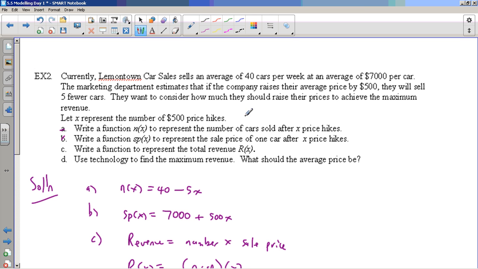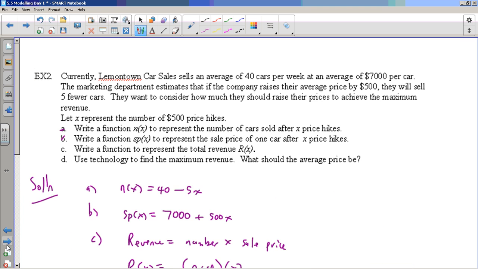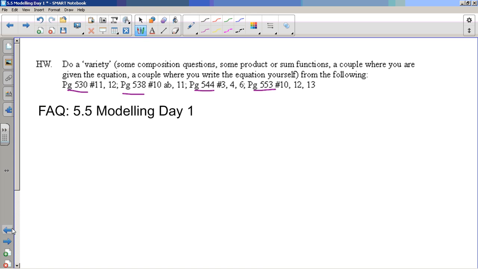Not all ones where you have to write the function yourself, not all ones where you're given them, not all easy ones, not all hard ones. Do a variety, please. And thank you.